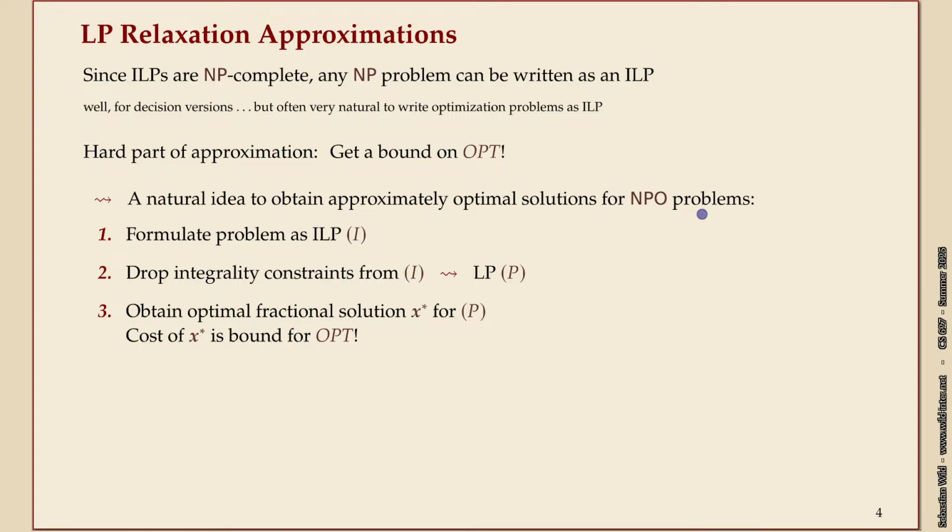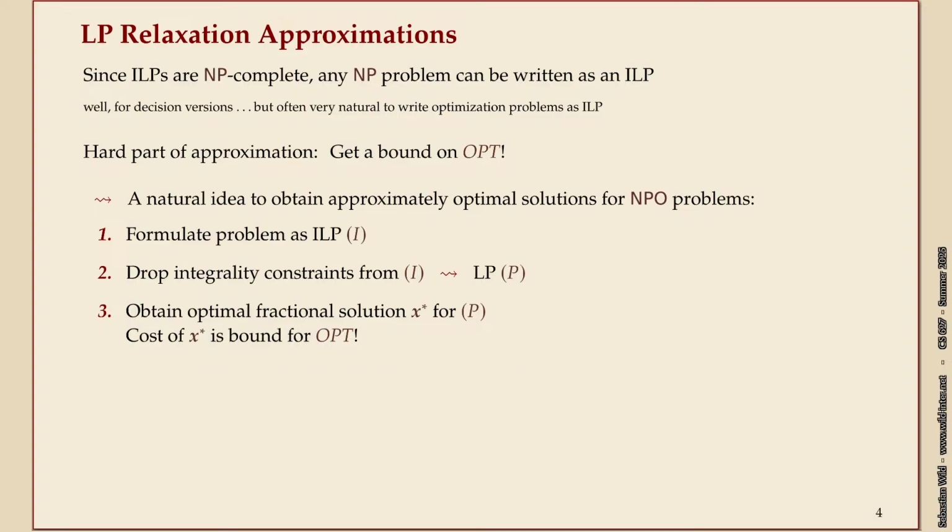So the general approach could be: you formulate your problem as an integer linear program, knowing that you're not going to solve this optimally in polynomial time. Then you just drop the integrality constraints, turn it into an LP, and you solve that one optimally, which we can do in poly time. So you get some optimal solution for this fractional one. And the cost that you get for the LP is going to bound the optimum cost of the original ILP, because you're only making the feasibility region bigger. You're allowing more solutions for x, so the cost cannot get worse.